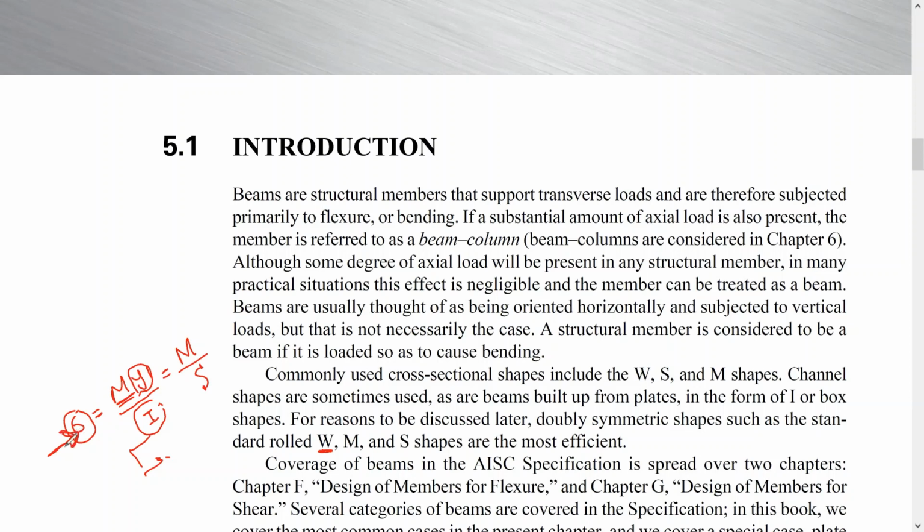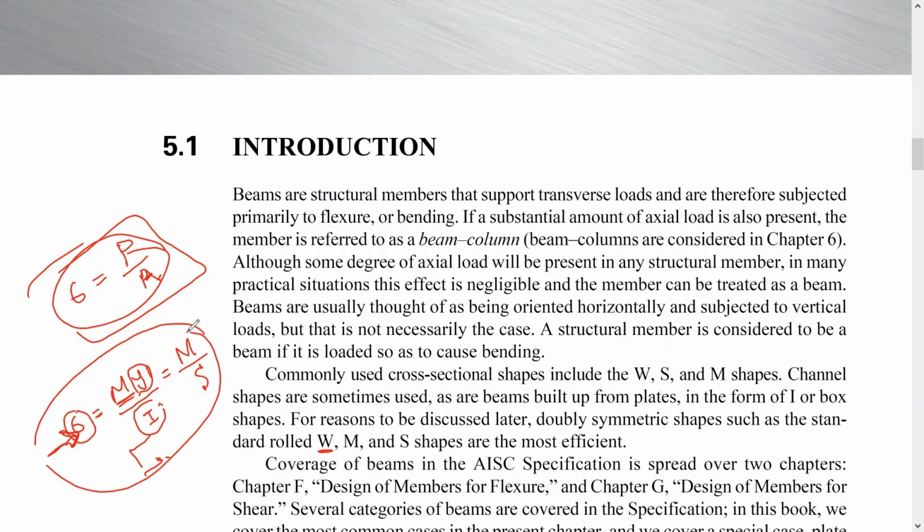There is a difference between a bending stress and an axial stress. The axial stress is equal to P over A. So P is the force and A is the cross-sectional area. This is axial and this is bending stress. So as I mentioned, hot-rolled sections are commonly used for beams.